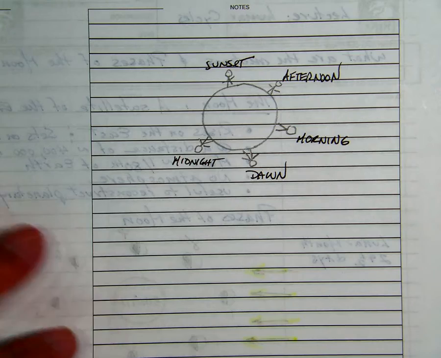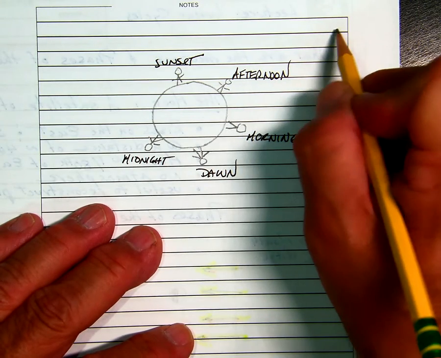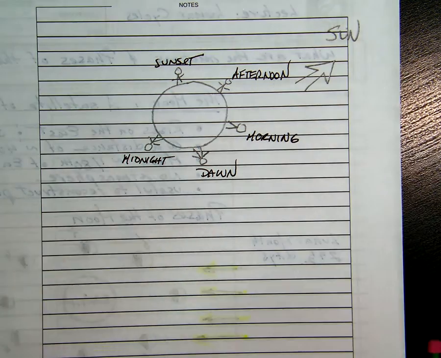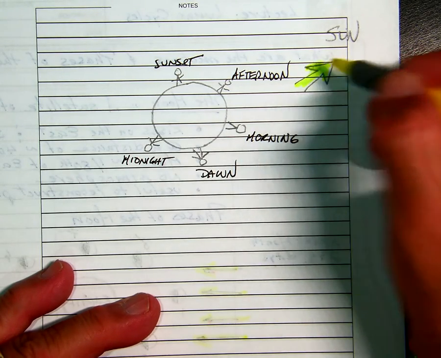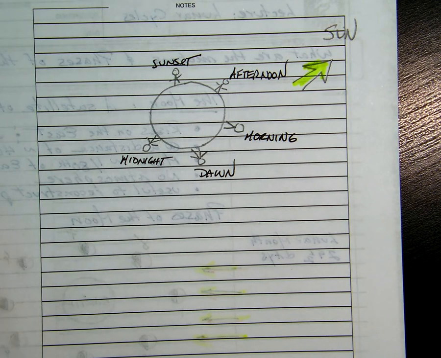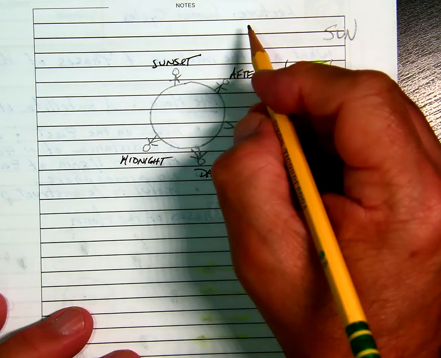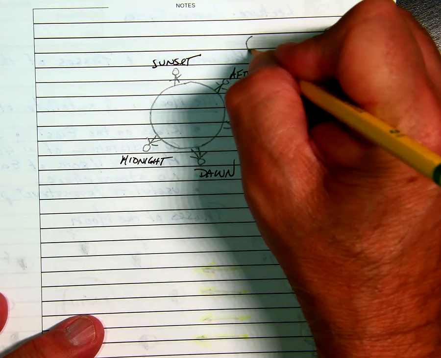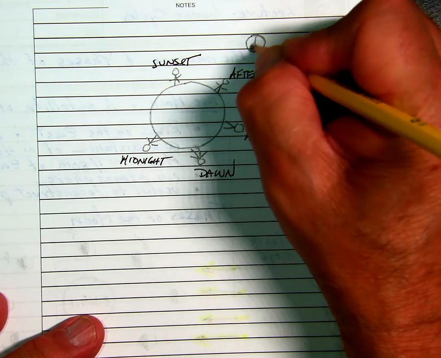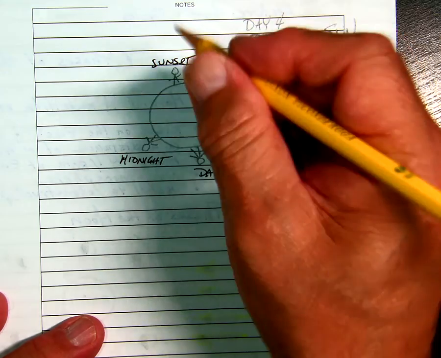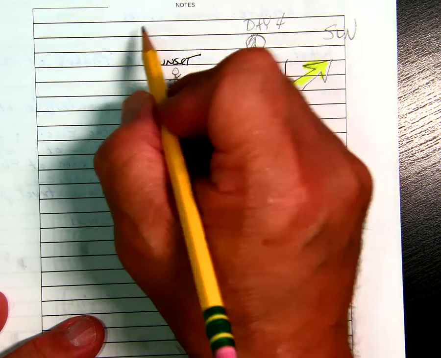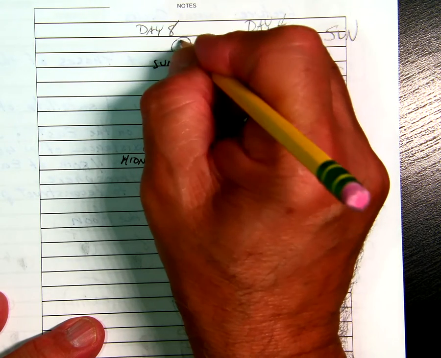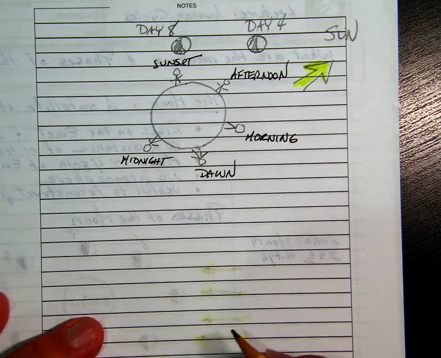Now, in this case, I'm going to go ahead and draw the sun. The sun is still in the afternoon, so the sun is here. So we still see the sun. Now, I'm going to do the moon. In this case, this is day 4. This one is day 8. And the moon would be at first quarter. Something like that. Day 11.